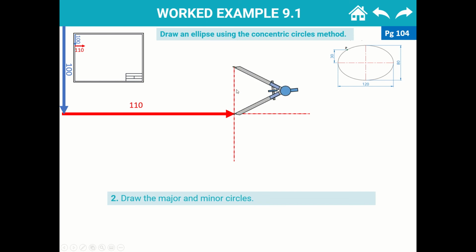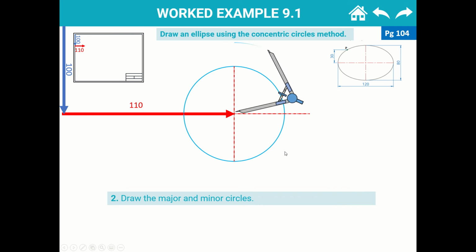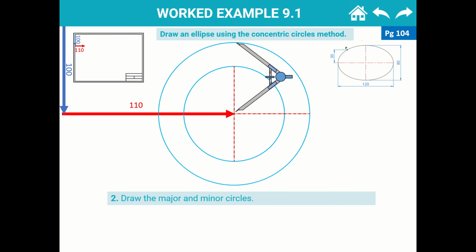So with that then we'll draw in our minor auxiliary circle like so, just put point of our compass on the center and we set it to the radius of our minor axis. Then we do the exact same thing with our major auxiliary circle. So again, center point on the center and set to, in this case, 60, half the major axis. So now we have our two circles like that.